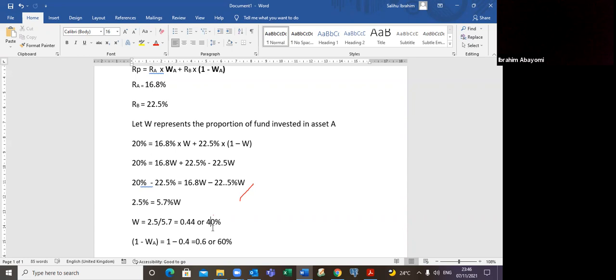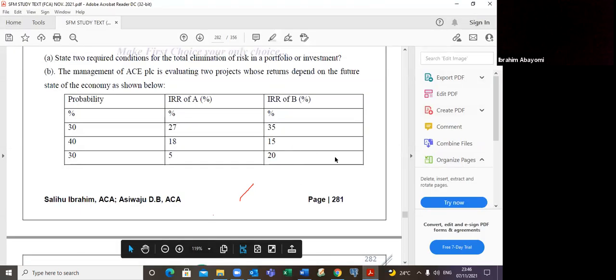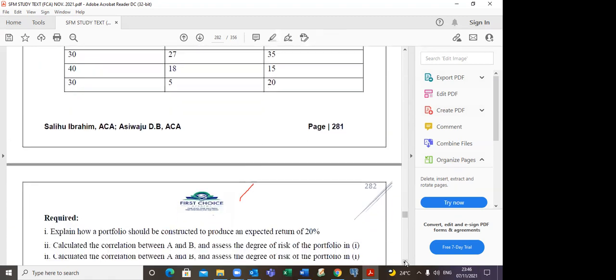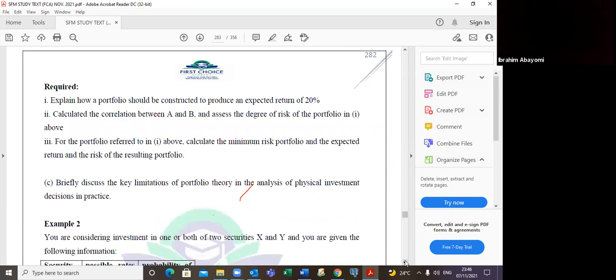Now let's go to the second requirement. That's requirement A. Where is the second requirement? Calculate the correlation between A and B and assess the risk of the portfolio. Are you there? Yes. Okay, so let's calculate correlation.